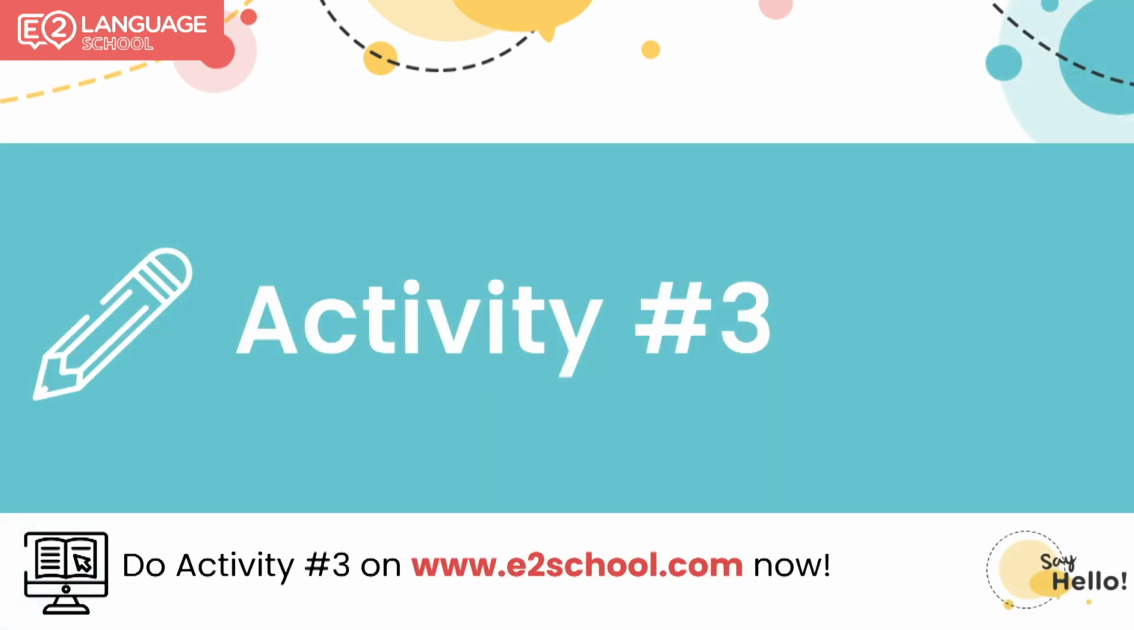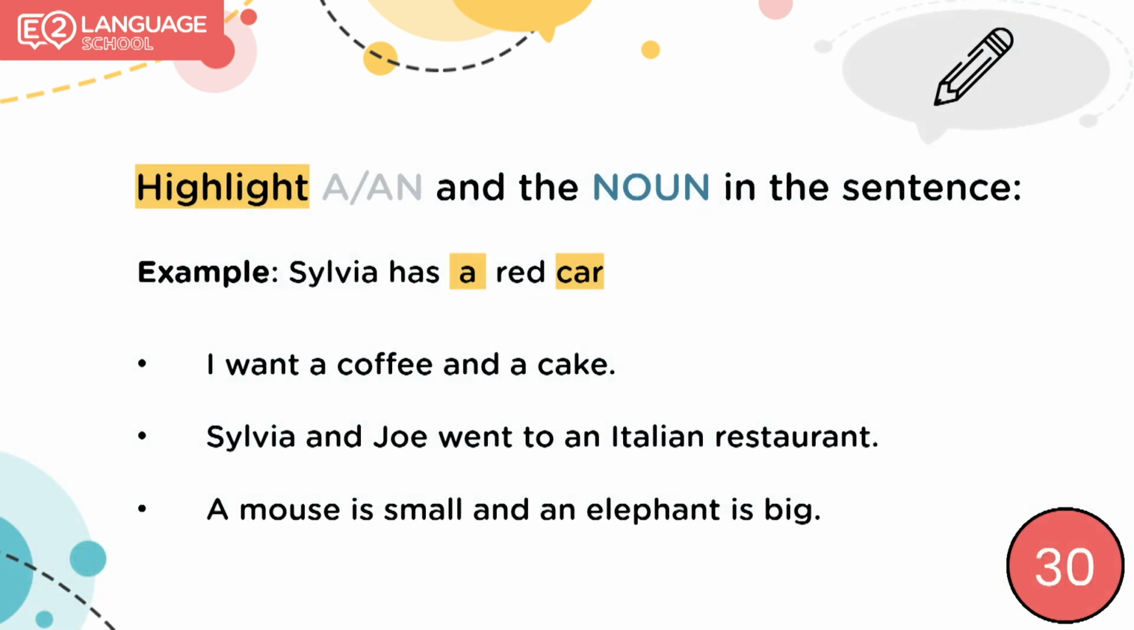Okay, time for our last activity of the lesson. In this activity, you need to highlight a and an and the noun in the sentence. So for example, Sylvia has a red car. You've got 30 seconds to do this one.